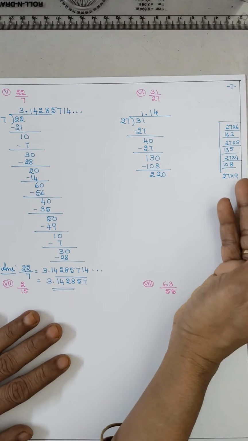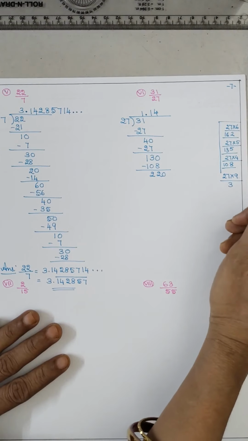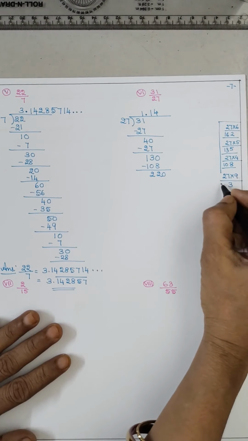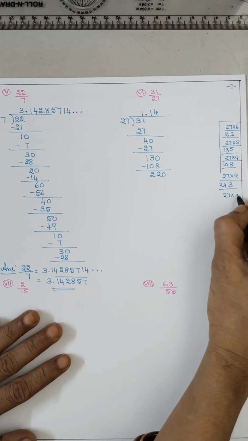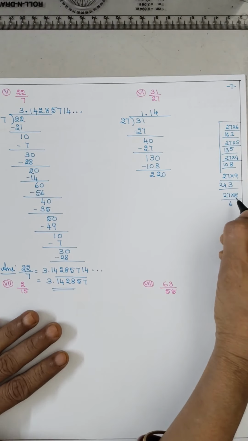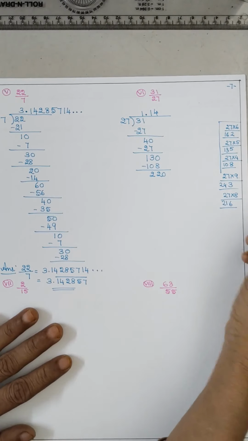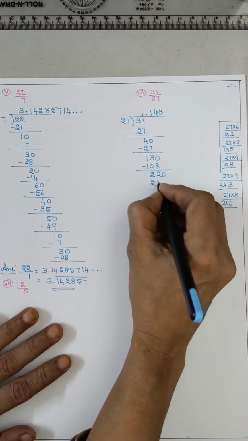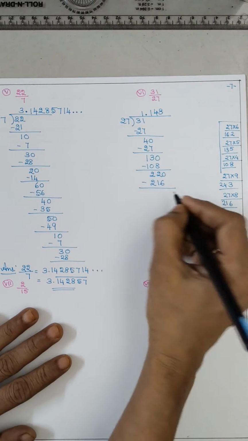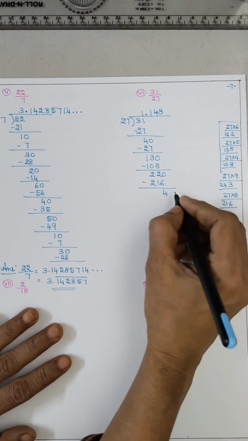11 सब नहीं ले सकते, एट द मैक्सिमम 9. 9 7 जा 63, 9 2 जा 18, 19 20 24. So it is bigger. So 27 8 za, 8 7 za 56, 8 2 za 16, 17 18 19 20 21. Yes. So put 8. It is 216. 10 minus 6 is 4. Here it is 1. 1 minus 1 is 0.